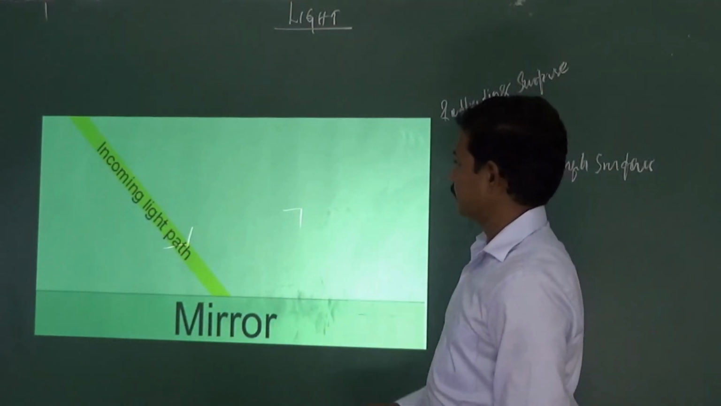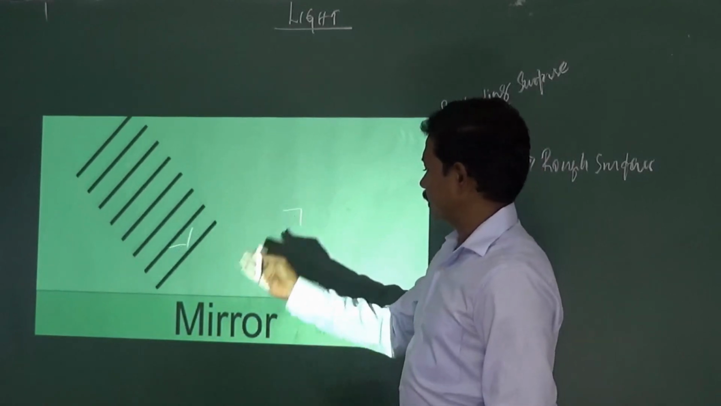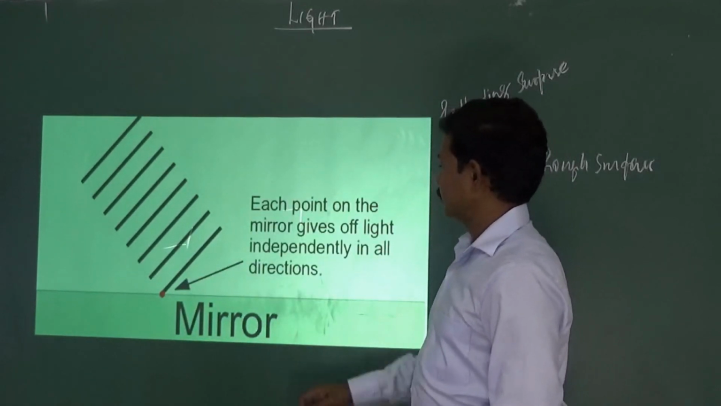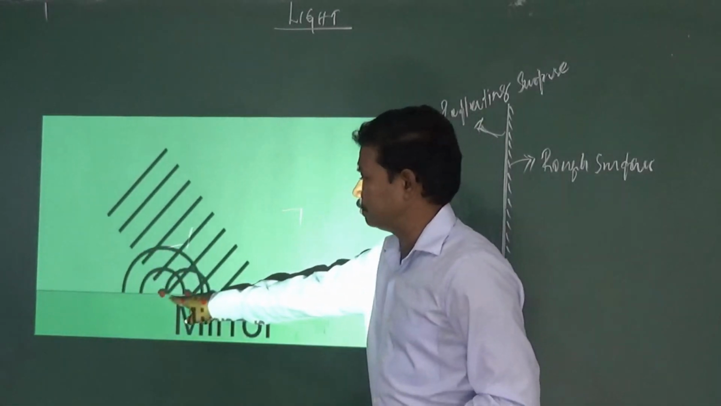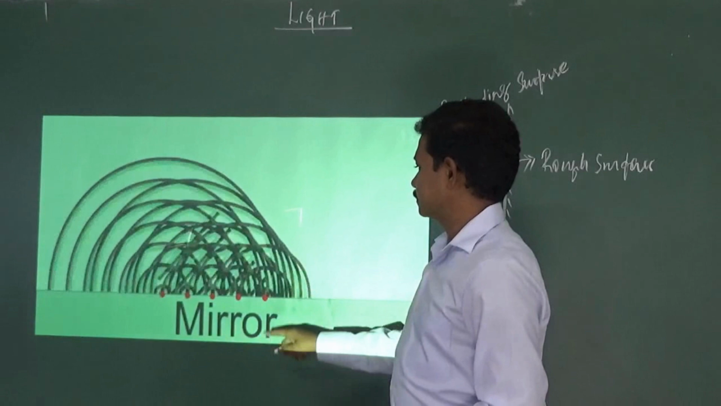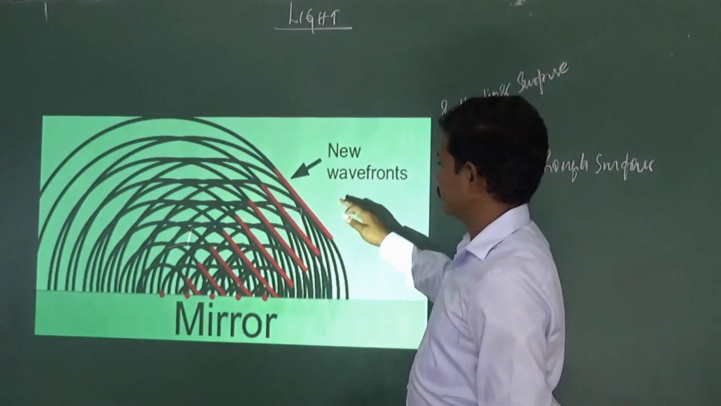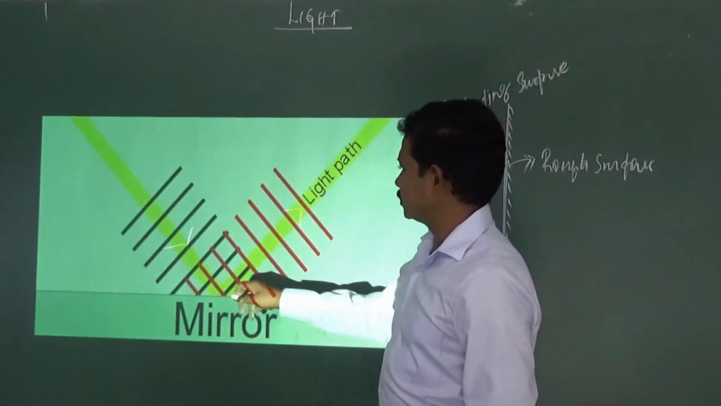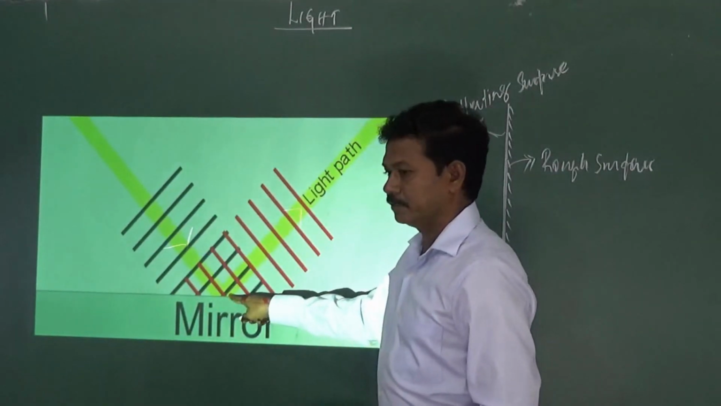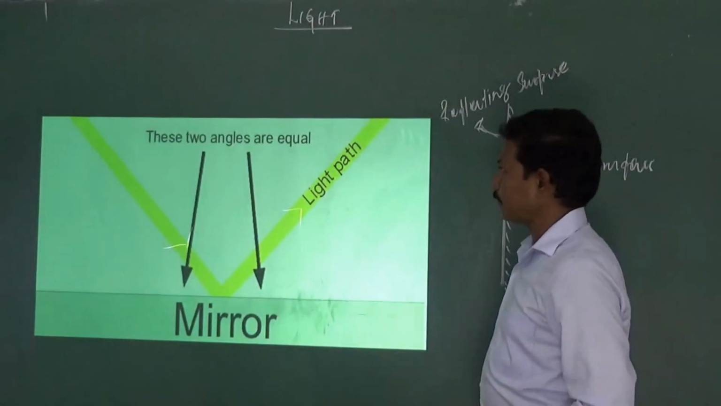Once again, this is the incoming light path. So these are the light rays. They hit the surface of the mirror at a particular point. It is going to get bounced back here. So these are the wavefronts. If these wavefronts are represented by straight lines, this becomes another light ray, which is the incident ray, and this is the reflected light ray.